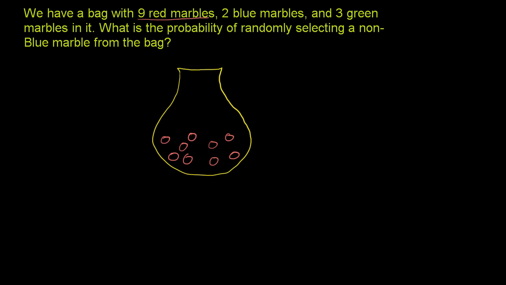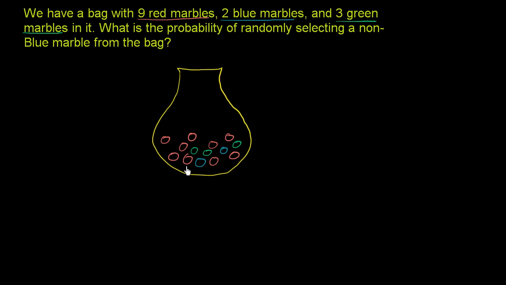2 blue marbles. So we have 1 blue marble, 2 blue marbles. And then we have 3 green marbles. Let me draw those 3. So 1, 2, 3. What is the probability of randomly selecting a non-blue marble from the bag? So maybe we mix them all up, and we have an equal probability of selecting any one of these.